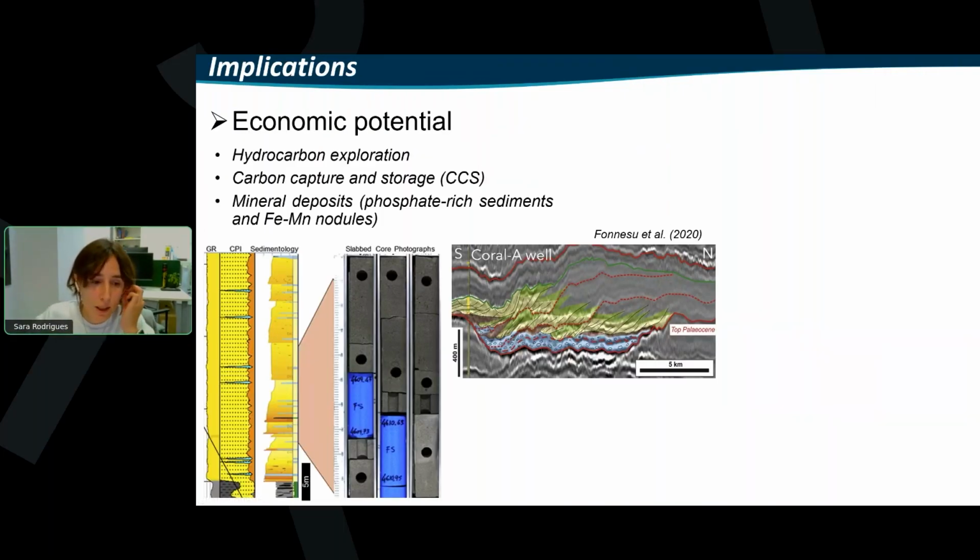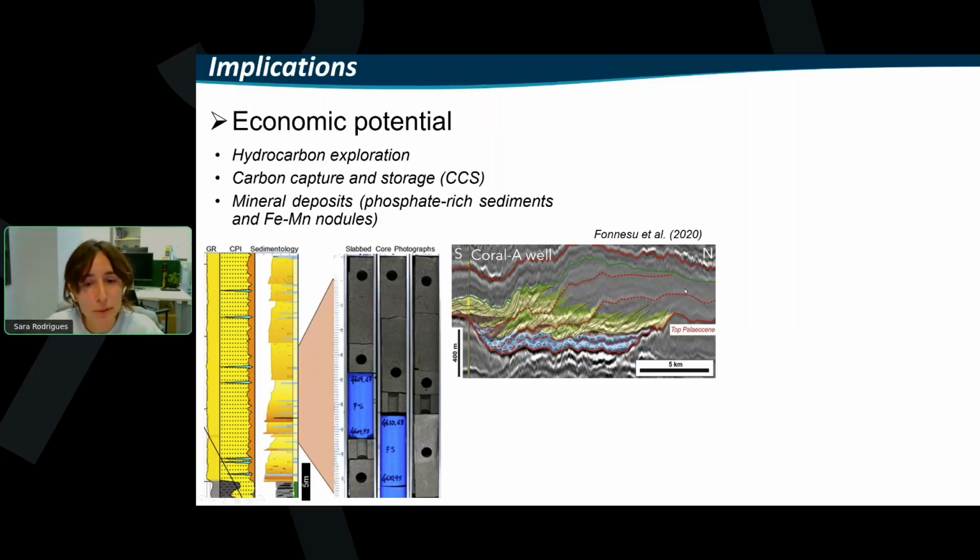Now, finally, most of you that work in industry know that there is an important economic potential for these systems. For example, not only for hydrocarbon exploration, but also for carbon capture and storage, and even for the discovery of mineral deposits, such as phosphate-rich sediments or iron manganese nodules. This economic potential was already starting to be discovered when they realized that there were some beds in contourite systems or mixed systems that had oil or condensates in them. For example, the case of Southwest Brazil, that some of you may be familiar with.